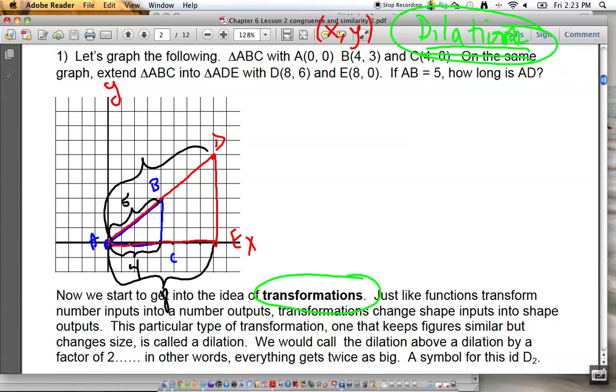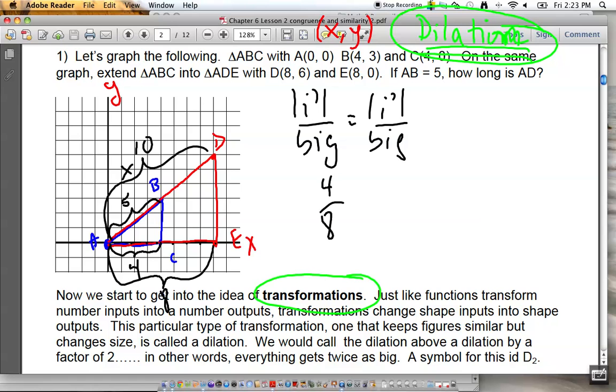Look, if 4 grows into 8, and dilation is always by multiplication, what did you have to multiply the 4 by? 2. 4 times 2 is 8, good. So then if I do 5 times 2, what do I get? 10. Now we can also set that up if I call it x and say, little is to big as little is to big.